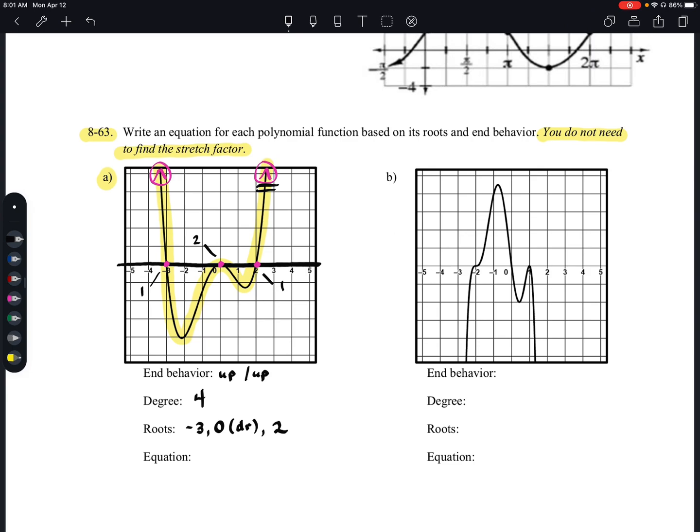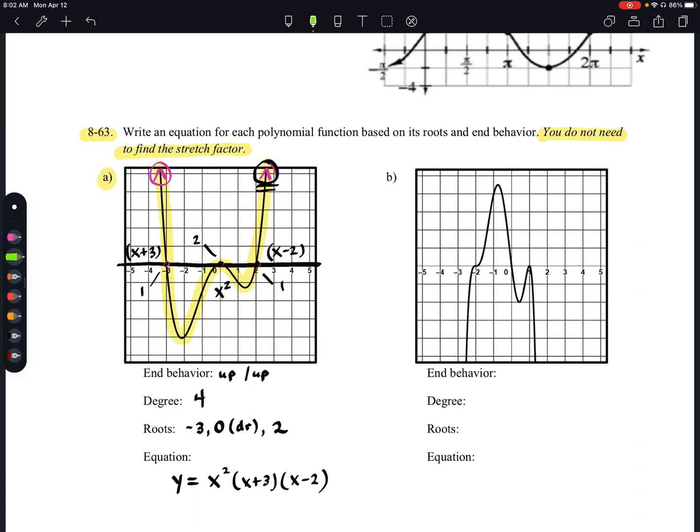Now we'll look at writing the equation. We know the equation is going to be y equals. We don't need a negative because it's got a positive orientation. And I'll start with my x, because if this is a double root, our factor would be x squared. Our factor from -3 would be x plus 3. And our factor from where x equals 2 would be x minus 2. And there you got it for letter A.